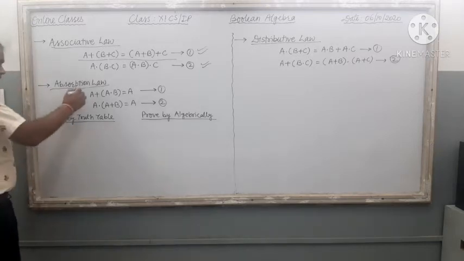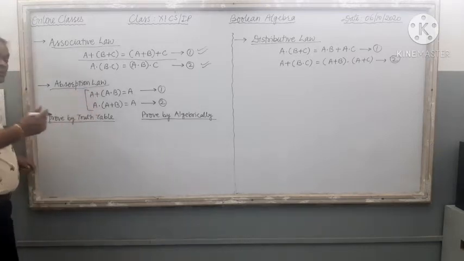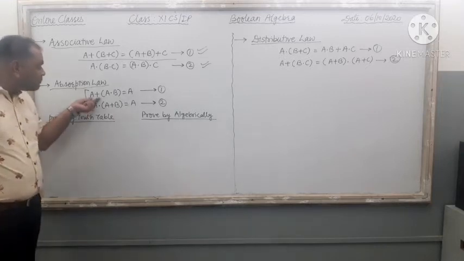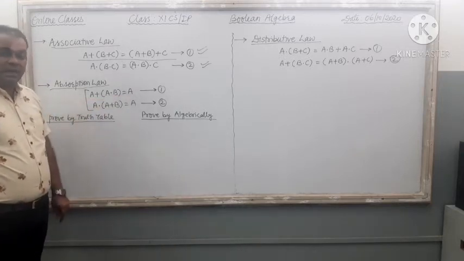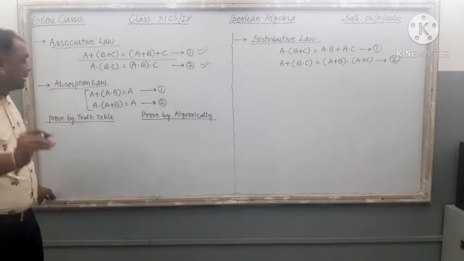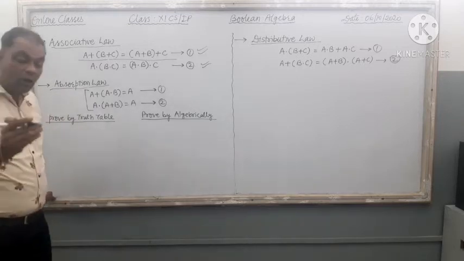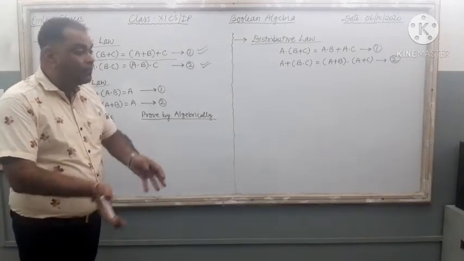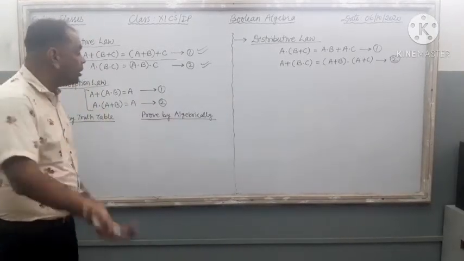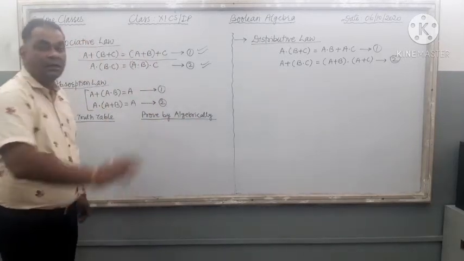Now come towards here, absorption law. Absorption law says A plus A dot B equal to A, right? It is a law. A plus A dot B equal to A. Now we are going to prove this law either by using truth table method or by using algebraically method.